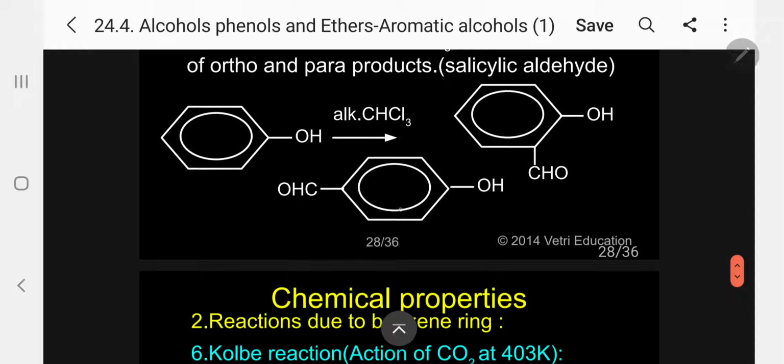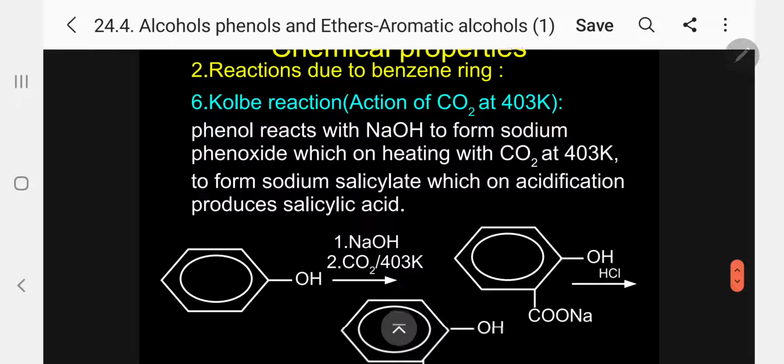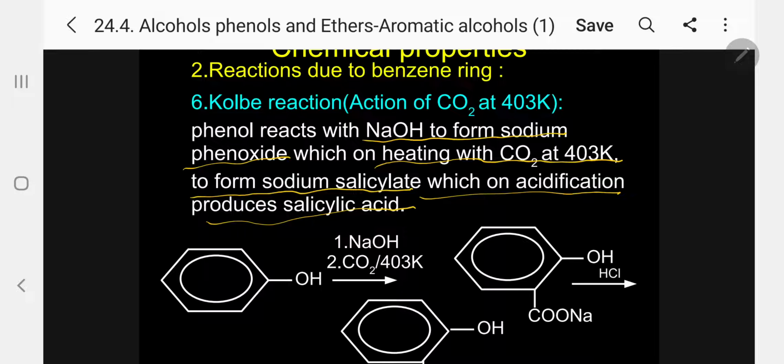Please follow. The next, sixth reaction under the benzene ring, action of carbon dioxide at 403 Kelvin. That is called Kolbe's reaction. What is Kolbe's reaction? Normally, phenol reacts with sodium hydroxide to form sodium phenoxide, which on heating with carbon dioxide at 403 Kelvin forms sodium salicylate, which on acidification produces salicylic acid.